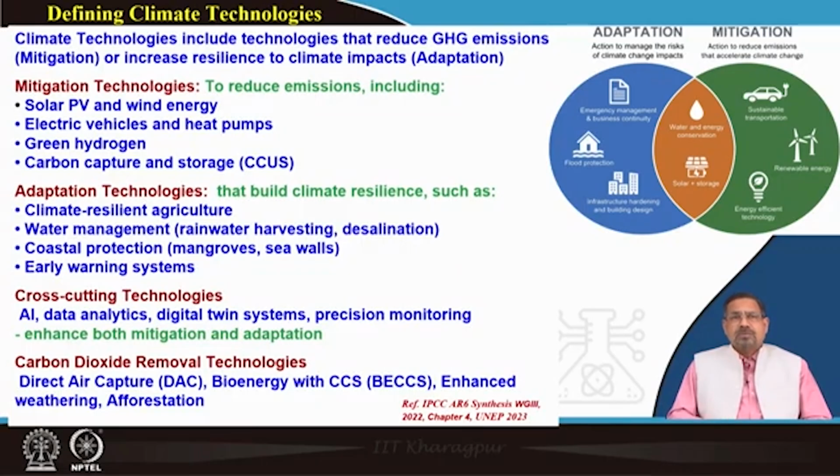And coming to the next one, with respect to the CDR, the carbon dioxide removal technologies, that includes direct air capture, that means DAC, bioenergy with CCS, BECCS, and enhanced weathering, afforestation, and all these things. So, these are the definitions as far as climate technology is concerned: mitigation, adaptation, cross-cutting technology, and the CDR, the carbon dioxide removal technologies, including DAC and BECCS.